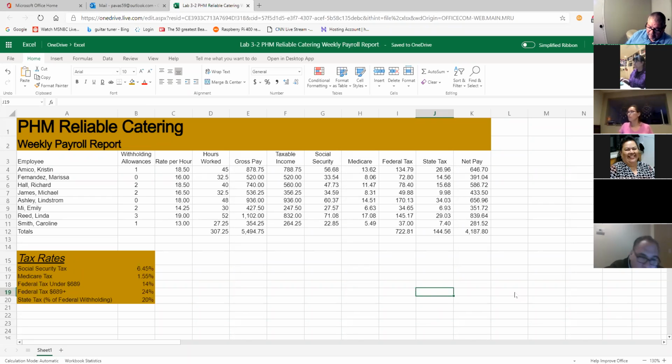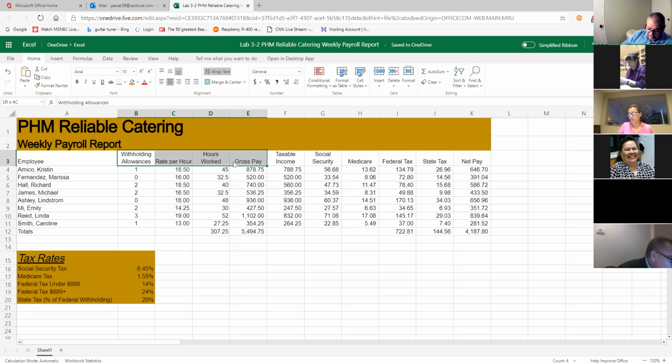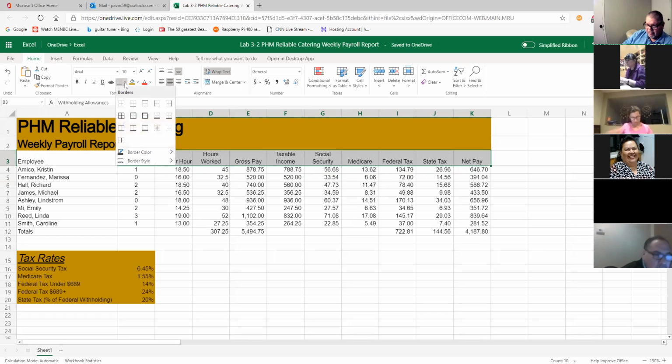So that's number 16. So we still need to do 17. Everybody good so far? Then it says for 17, apply a thick bottom border to the range A3. So I'm going to go to A3 all the way down to K3. So this section right here is going to have a thick bottom border. So we're going to go right here to the borders.